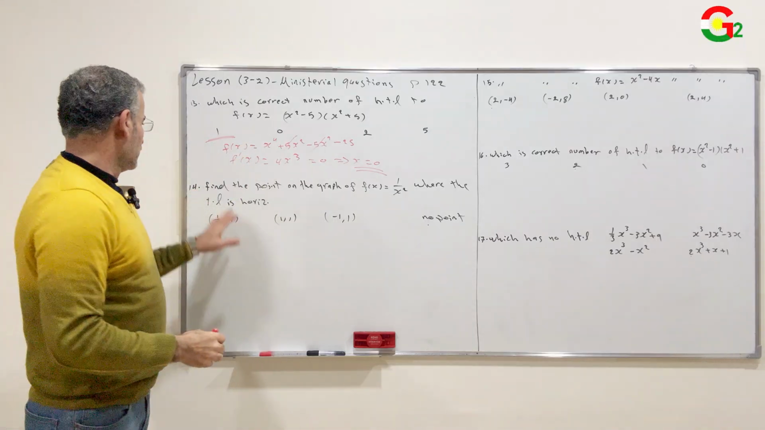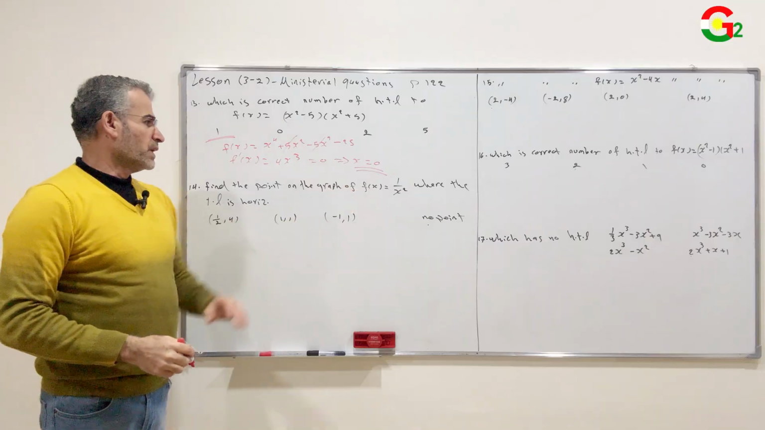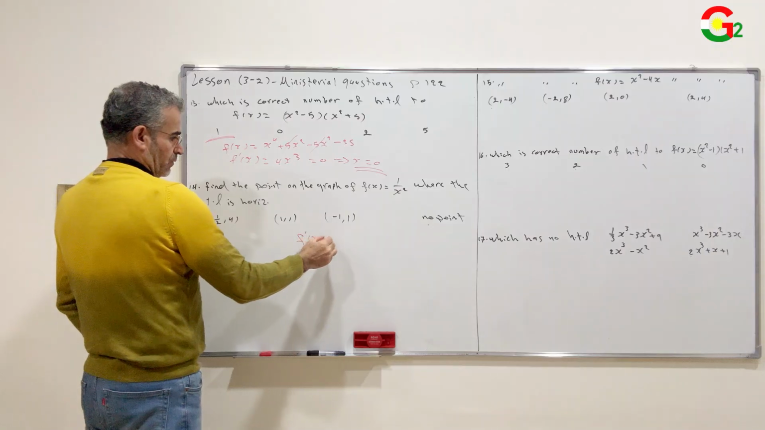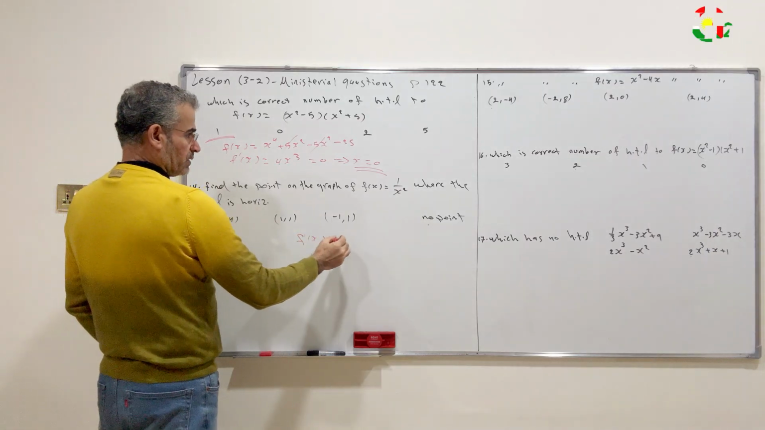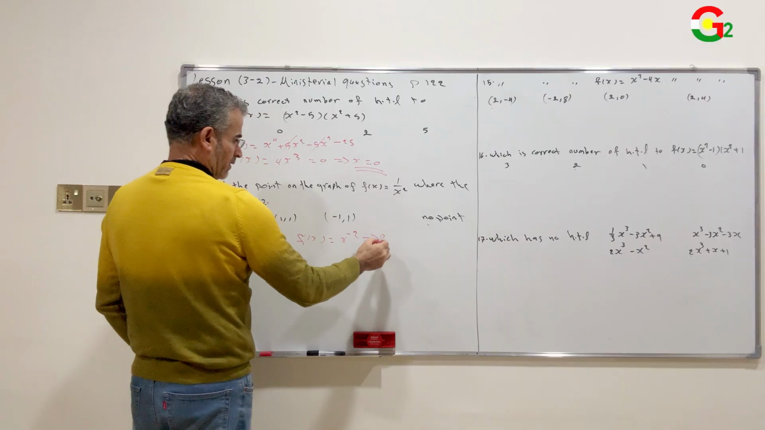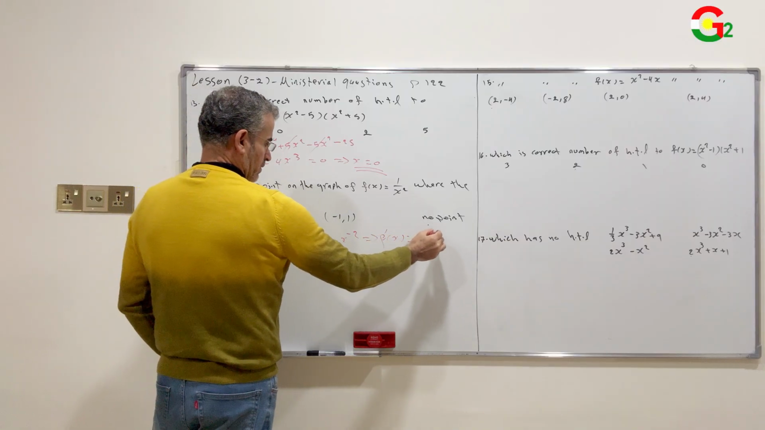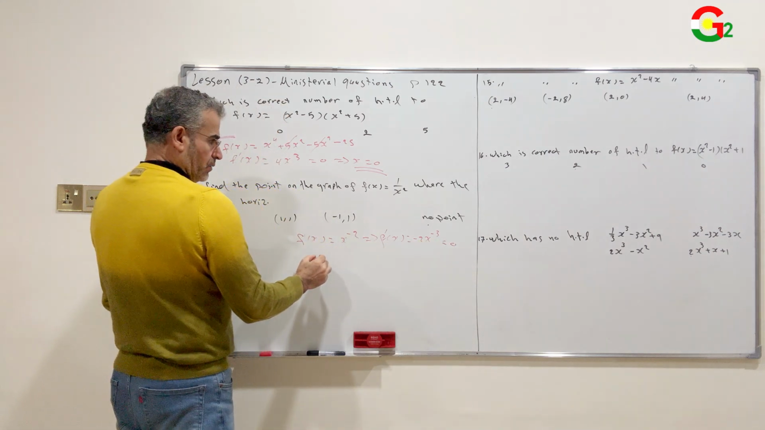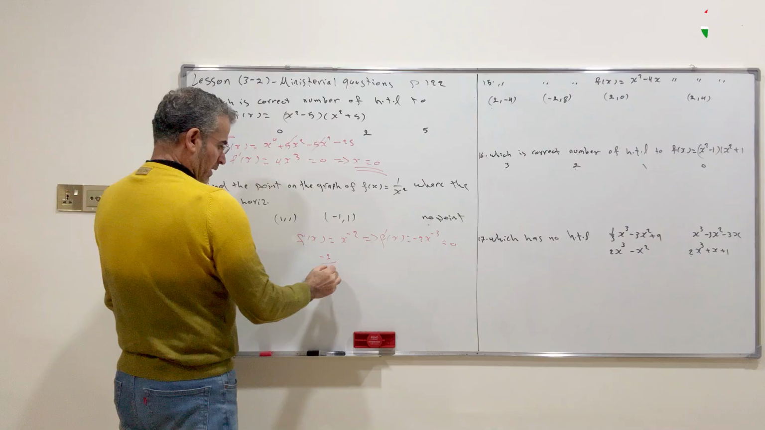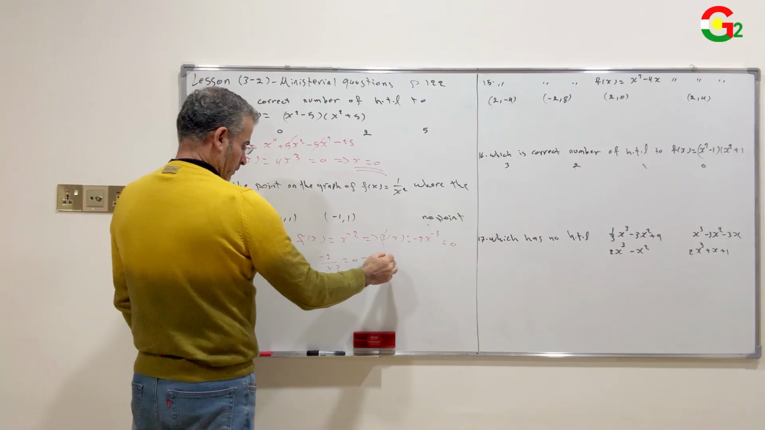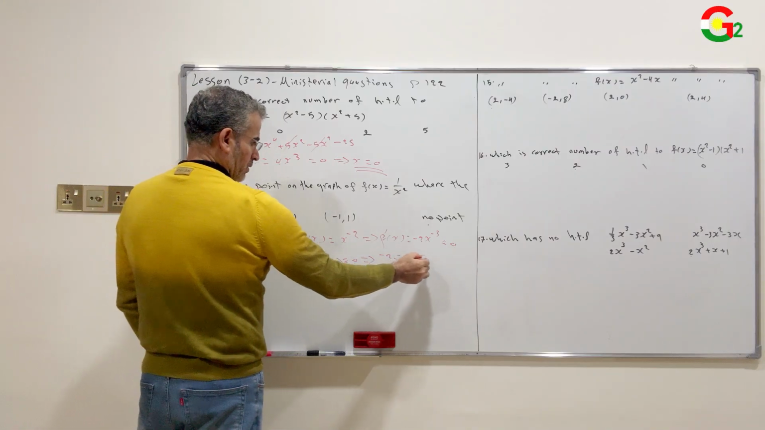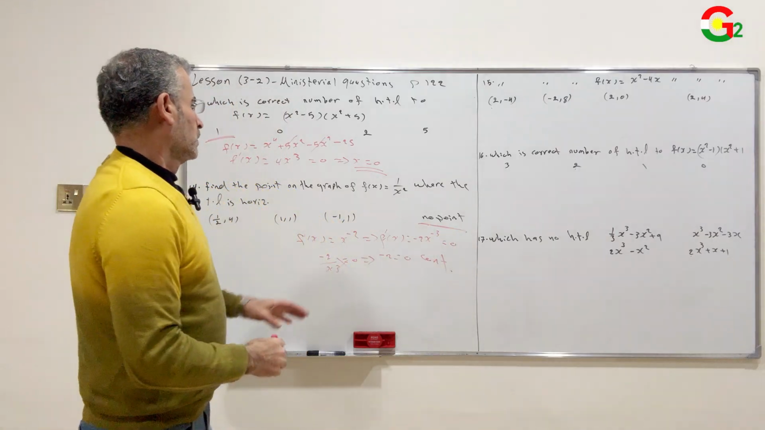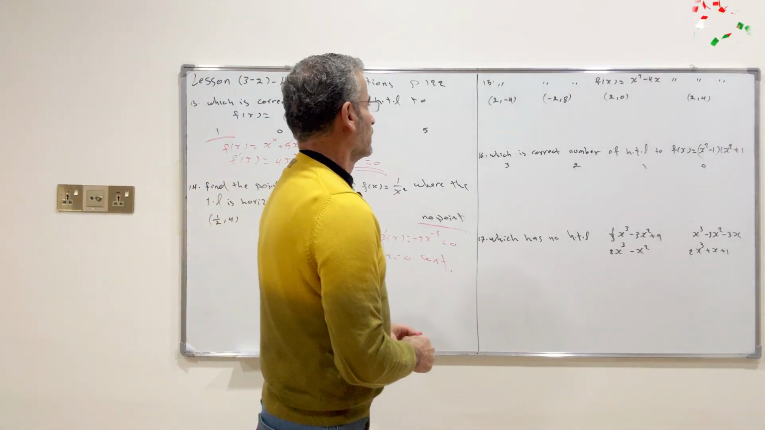Question number 14. Find the point on the graph of f of x where the tangent line is horizontal. Rewrite this function as x to the negative 2. Now find the derivative. Negative 2x to the negative 3. Set it to 0. Now negative 2 over x power 3 equals 0. Cross multiplication gives negative 2 equals 0, a contradiction. There is no point such that the function has a horizontal tangent line.